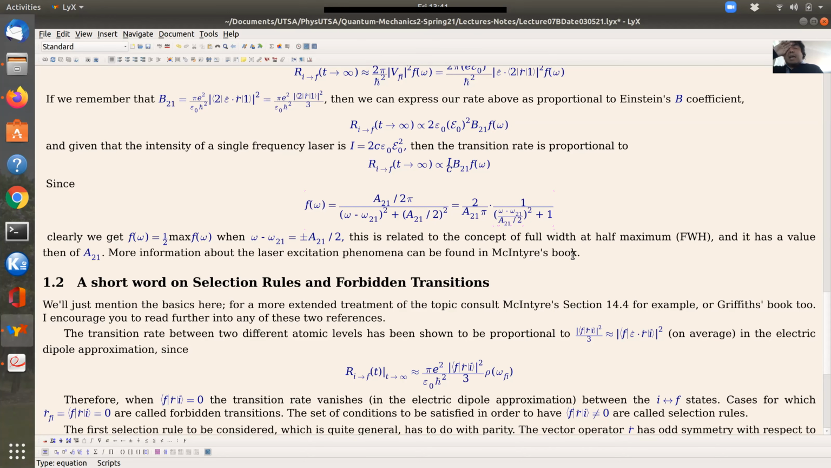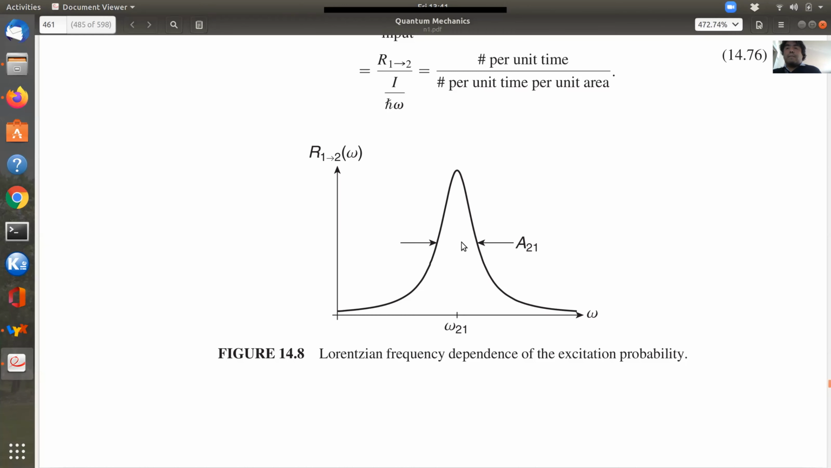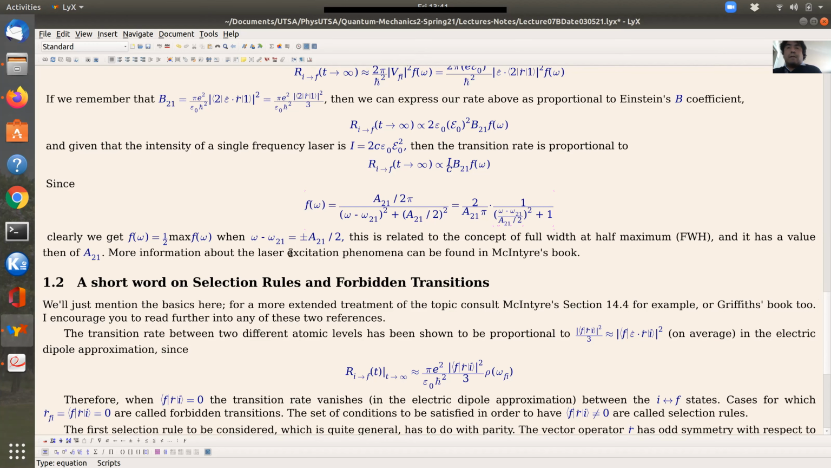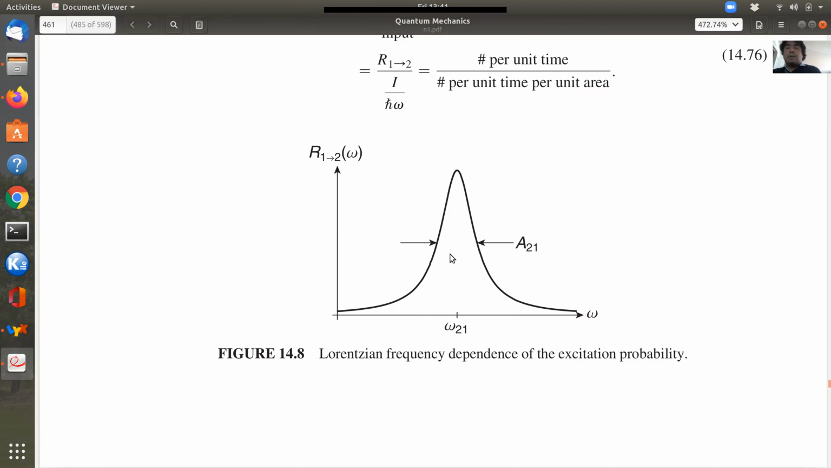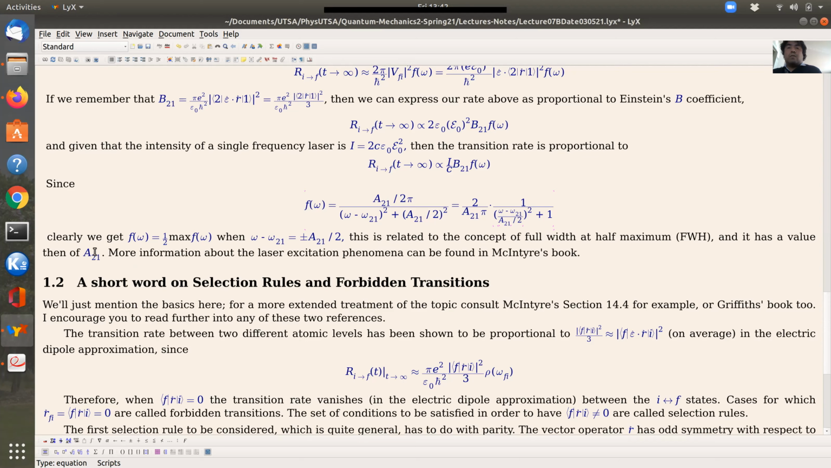So again, this is related to a concept that is called full width at half maximum. So again, full width at half the maximum. And therefore, by the analysis that I have presented, the length of this interval is basically a to 1. So just the difference between these two.